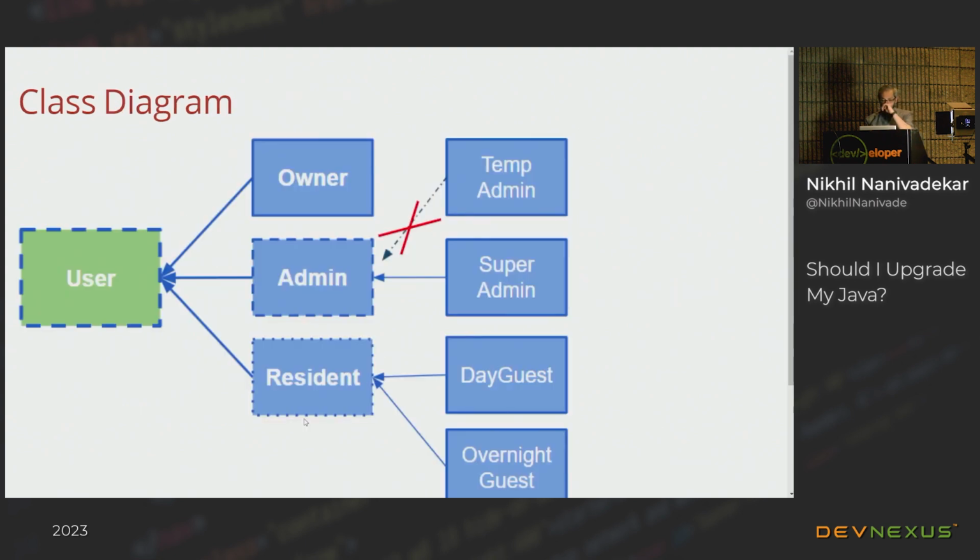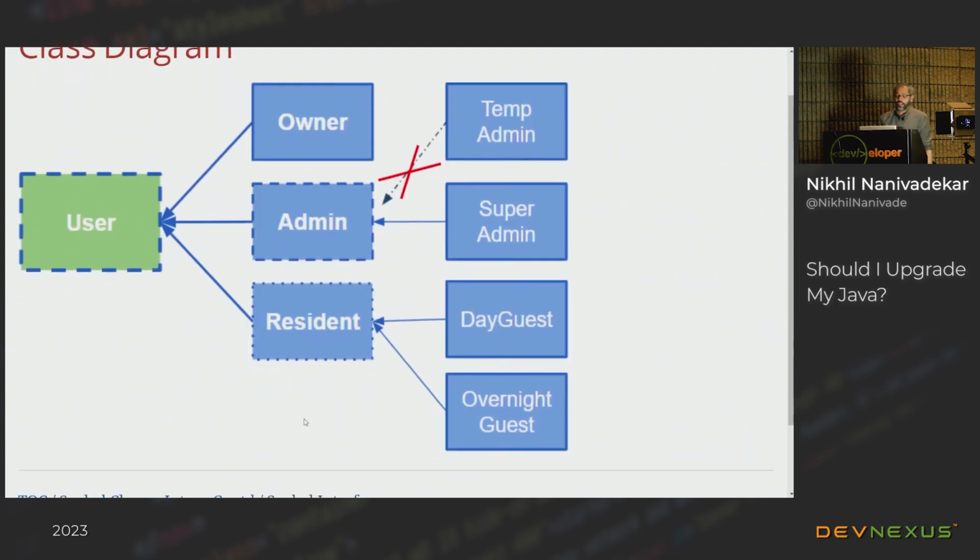So let's look at the hierarchy diagram. Essentially, I have my interface User. It's sealed. The dashed line means sealed, the dotted line means non-sealed, and the solid line means final. So I have an interface User. It's a sealed interface. It has three other implementations, and some of them are interfaces as well. So you've got Owner, Admin, Resident. Owner is a final class, Admin is a sealed class, and Resident is a non-sealed class.